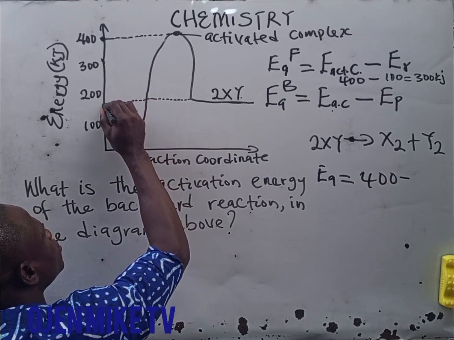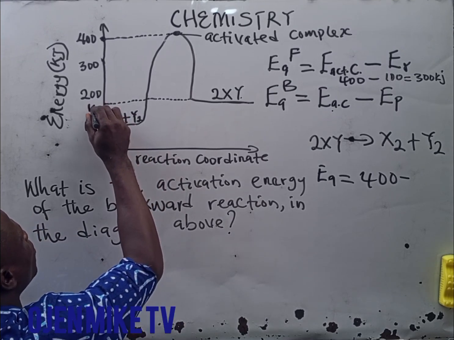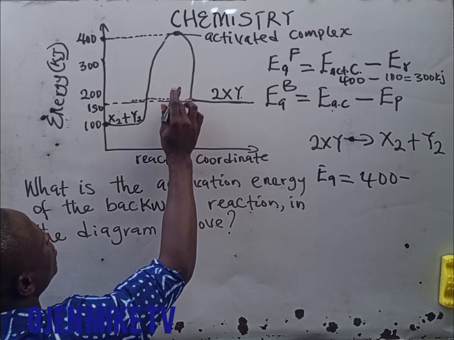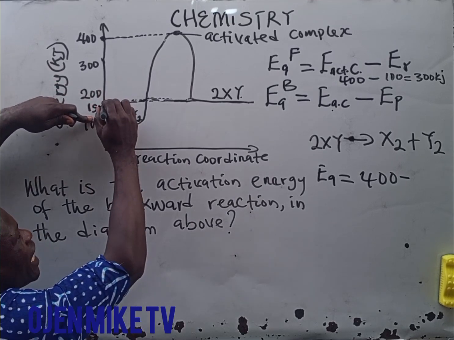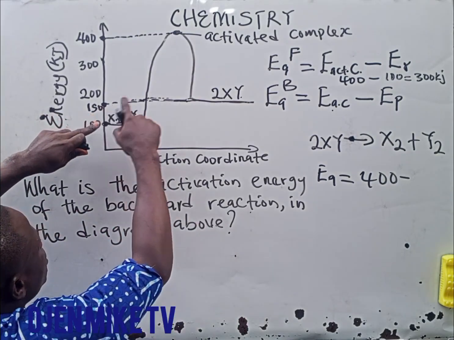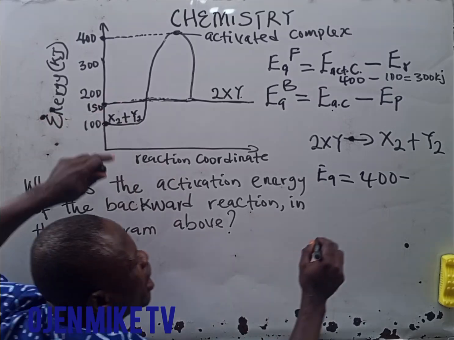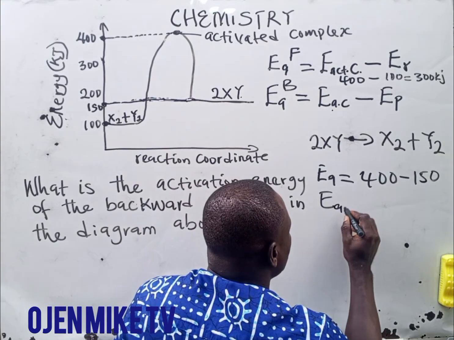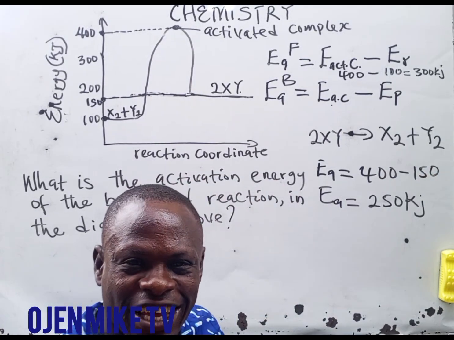minus, do you get that? The product falls in between here, it is 150, because it falls in between 100 and 200. That center is 150. Do you get that? So when you are given this, just trace where the product is, remember we are looking at the product here. So now activation energy will be equal to 400 minus 150, that is our answer.